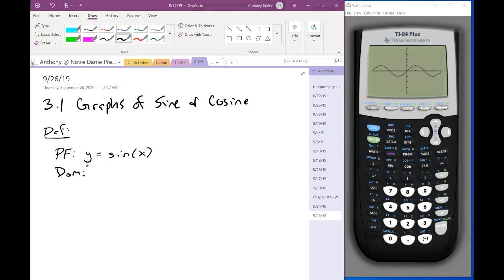So if I want to talk about the domain for sine of x, in the previous chapter, we developed the point definition for sine, cosine, tangent, etc., so that we can take the sine of any angle, right? Positives, negatives, whatever, doesn't matter how big or how small, we have a way to do that. What that means is that my domain is going to be all real numbers, because I can take the sine of any angle I want.